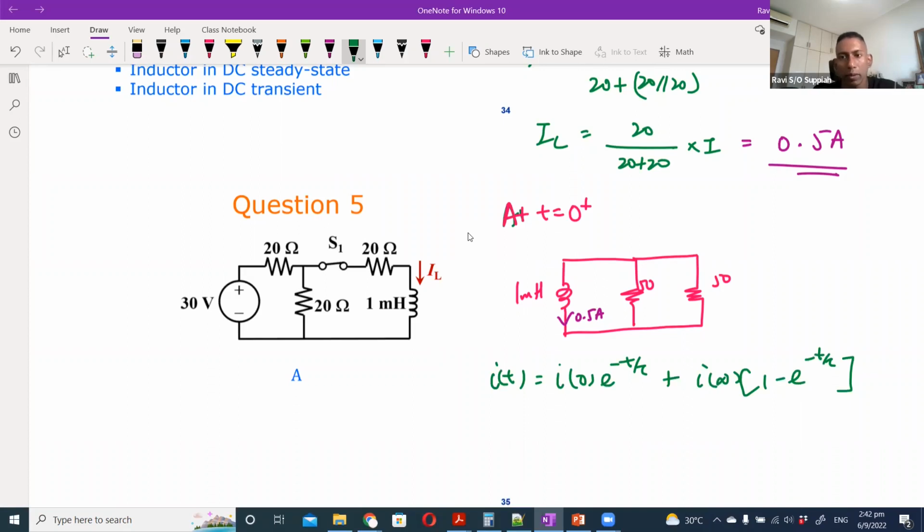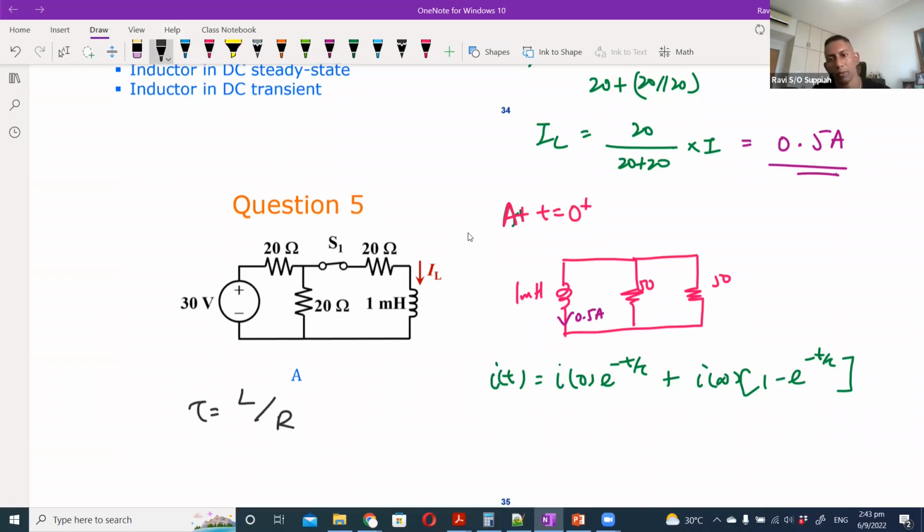Now, for this circuit, what is your tau? Your tau is L by R. But what is your R? This is again an application of Thevenin's equivalent, correct? Because in this case, you have an inductor, but the inductor is discharging through more than one resistor. So I need to find the equivalent Thevenin's resistance, or how this current is going to discharge.